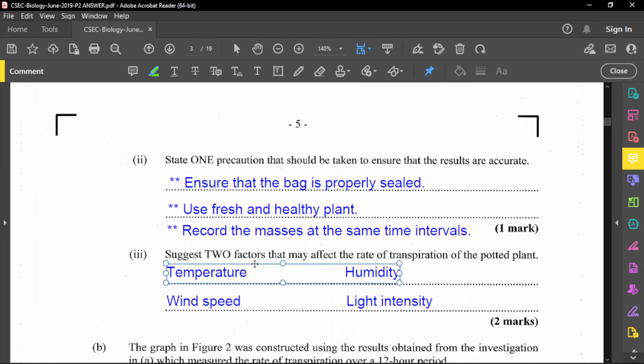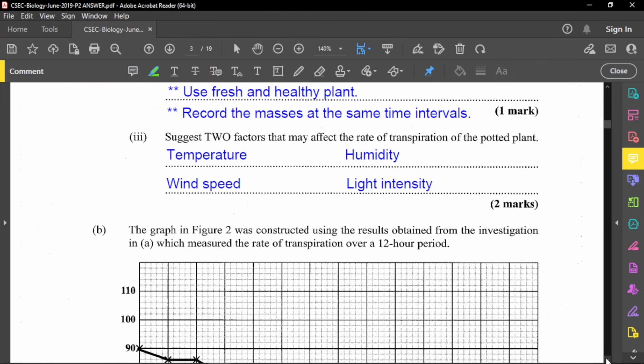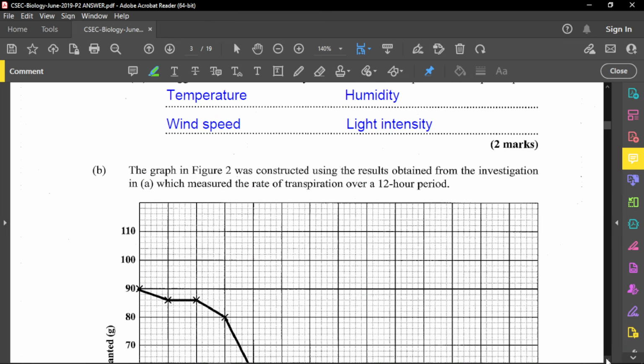All right, and the next thing here, part 3, suggests 2 factors that may affect the rate of transpiration of the potted plant. And so you could have temperature, humidity, wind speed, and light intensity. All right, and so any of those 2 will be correct. Notice the plant was well watered, so I didn't put water or available water because the plant was well watered. All right. Now for part B, it said the graph in figure 2 was constructed using the results obtained from the investigation in A, which measured the rate of transpiration over a 12-hour period.